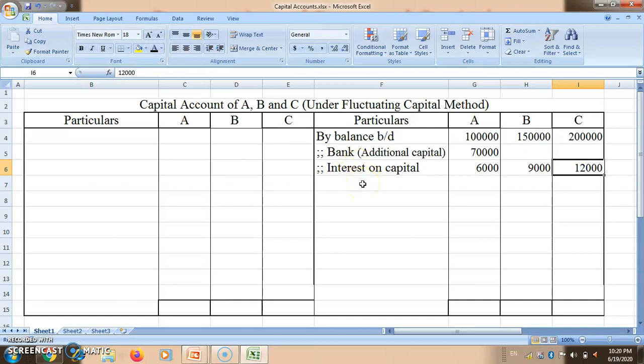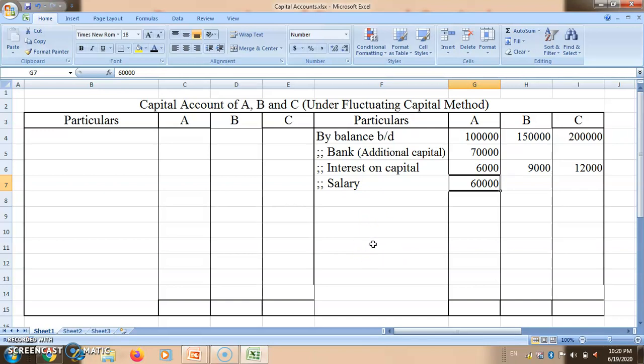Then another important thing is there in the next sentence. A is entitled to get salary at the rate of 5,000 per month. So salary will be credited to whose capital? A's capital. So A's salary is given how much? 5,000 per month. So for a year, how much? 60,000 will be shown.